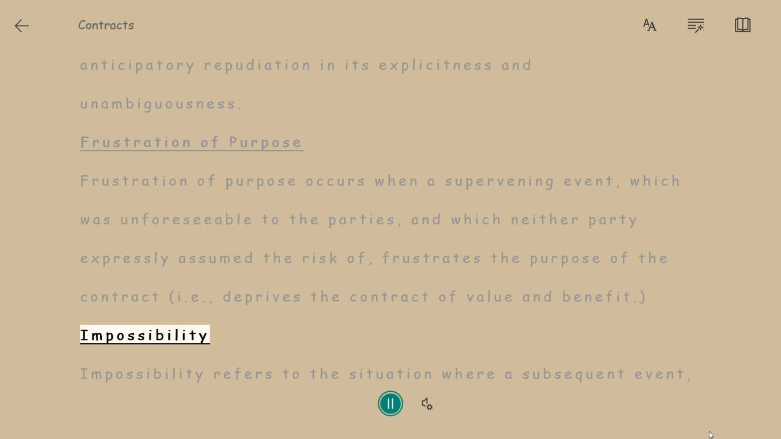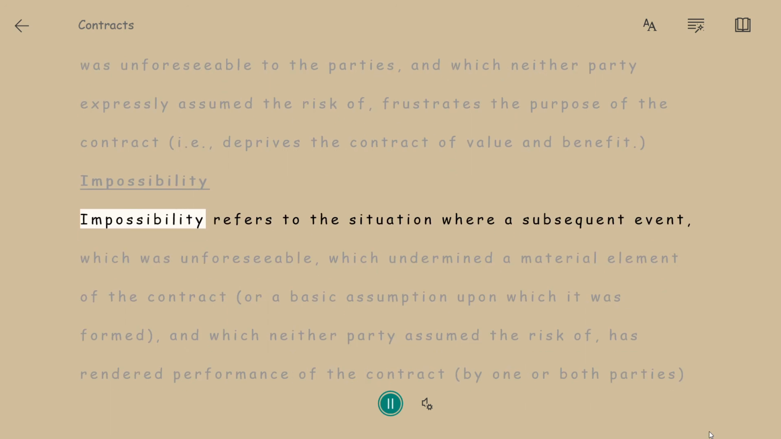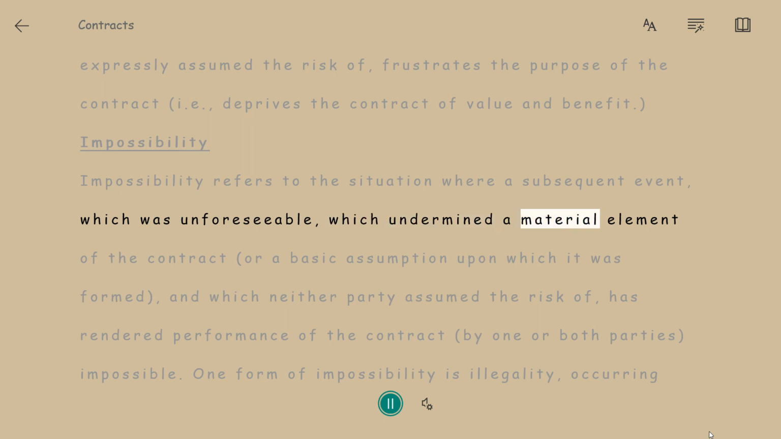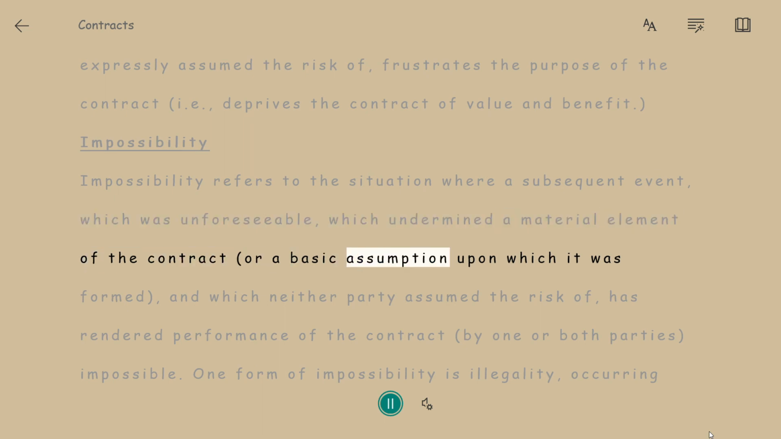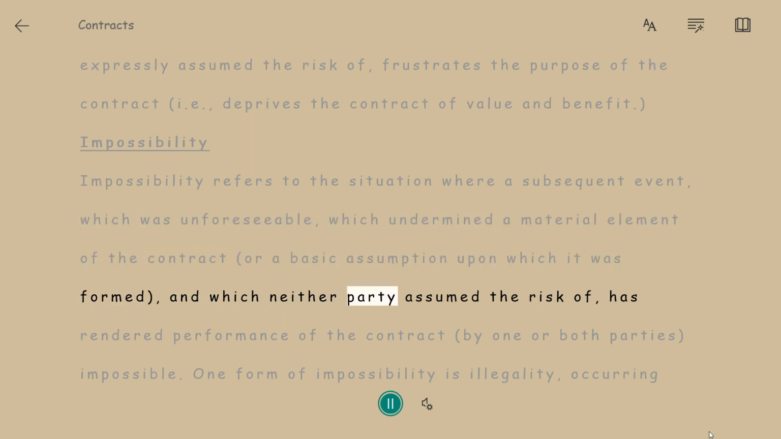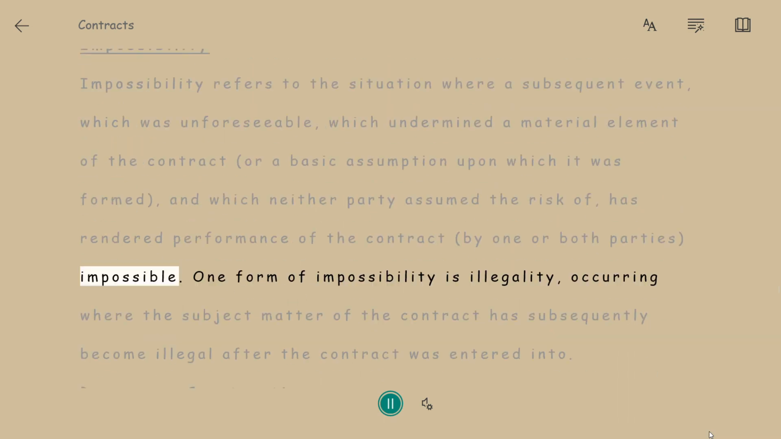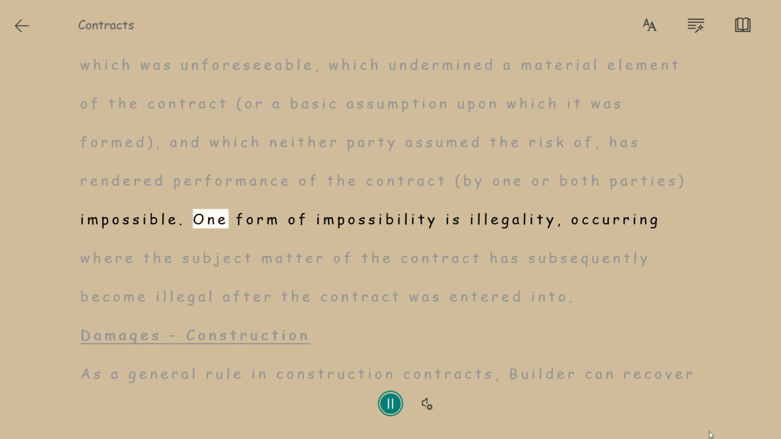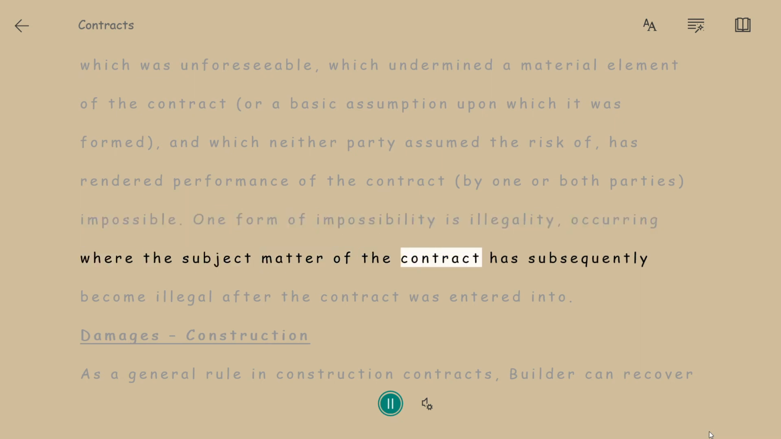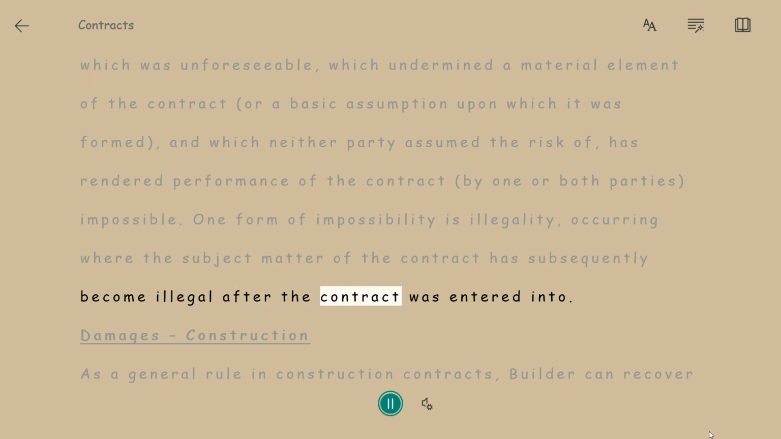Impossibility. Impossibility refers to the situation where a subsequent event, which was unforeseeable, which undermined a material element of the contract, or a basic assumption upon which it was formed, and which neither party assumed the risk of, has rendered performance of the contract, by one or both parties, impossible. One form of impossibility is illegality, occurring where the subject matter of the contract has subsequently become illegal after the contract was entered into.